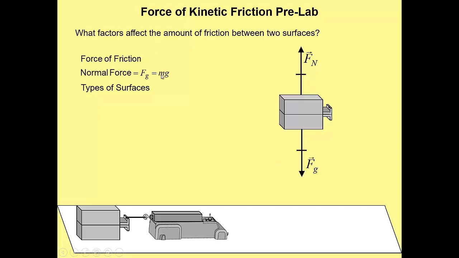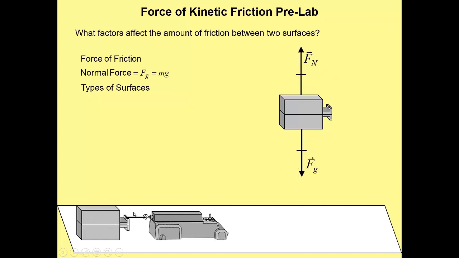Right? It's mass in kilograms, got to be in kilograms, times the gravitational field strength, which near the surface of the Earth is our old friend 9.8 newtons per kilogram. Right? So whatever mass we put in here, whatever mass these are, we can figure out the normal force, the support force, the contact force between the track and the trays, by calculating the force of gravity.